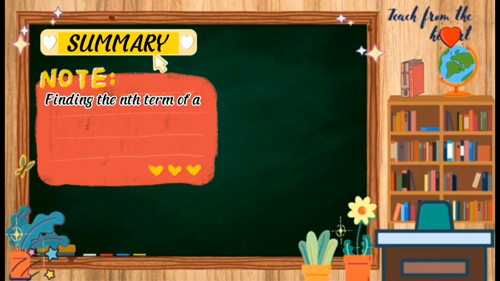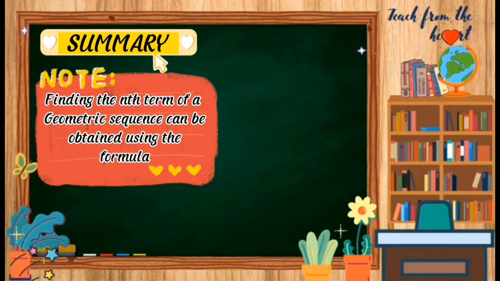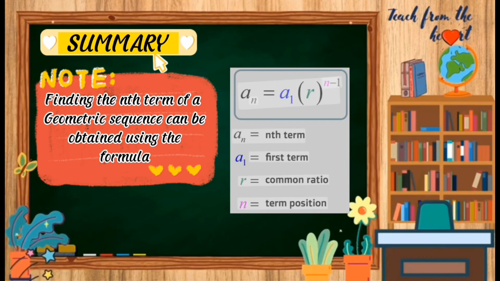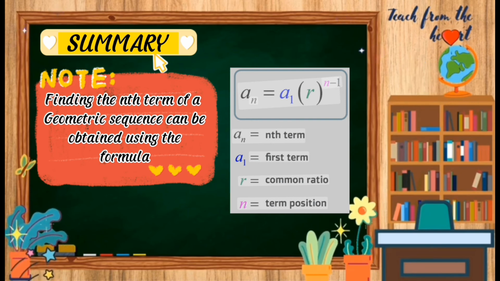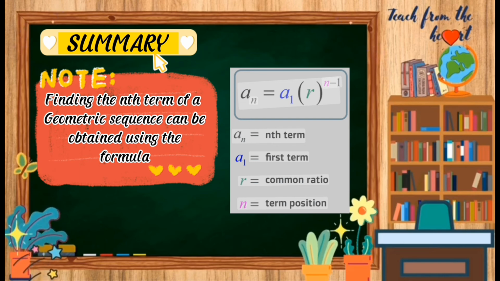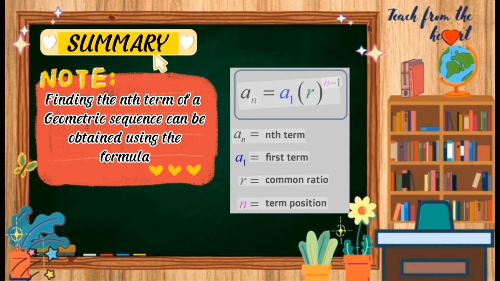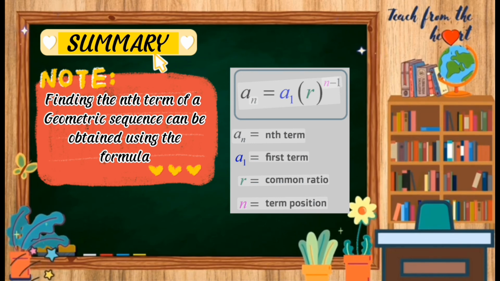While finding the nth term of a geometric sequence, we use the formula a sub n is equal to a sub 1 times the quantity r raised to n minus 1, where a sub n is equal to the nth term, a sub 1 is equal to the first term, r is equal to the common ratio, and n is the term position.